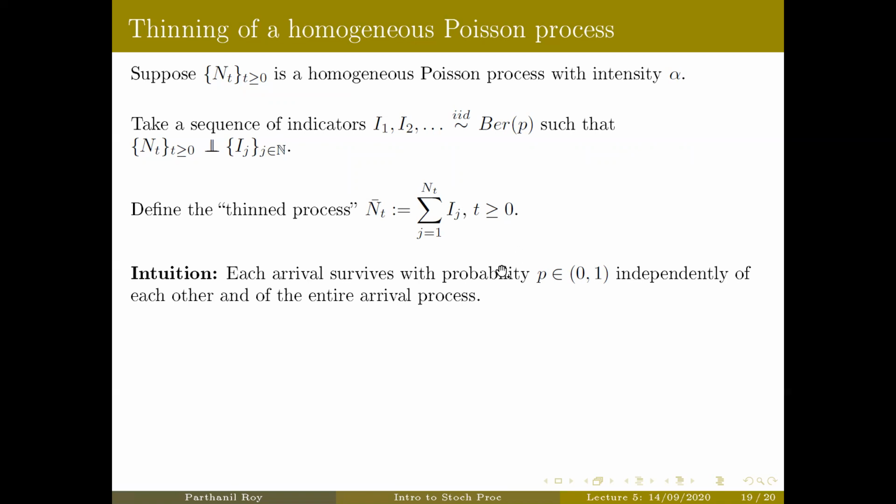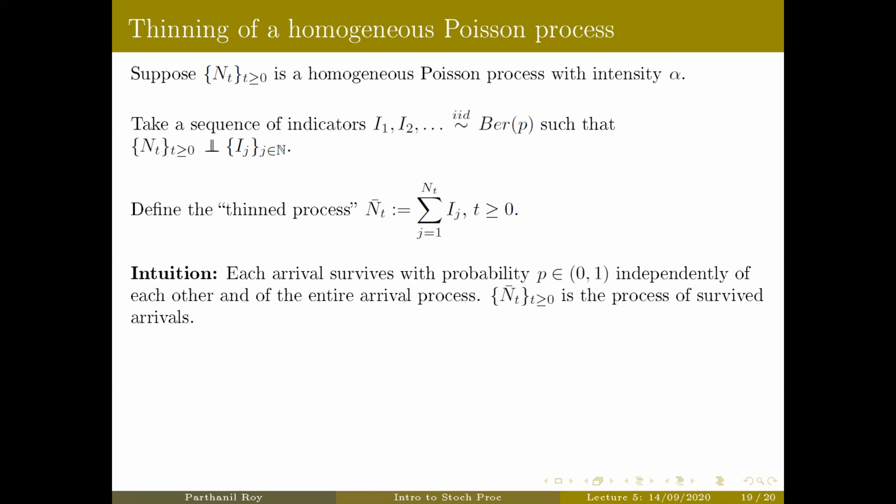Then n bar t is the process of survived arrivals. We'll see some more specific examples of this in the next slide. But this is what n bar t is. So think of the situation when all the indicators are 1. If all the indicators are 1, then this n bar t will be equal to nt. It will be just counting the number of arrivals.